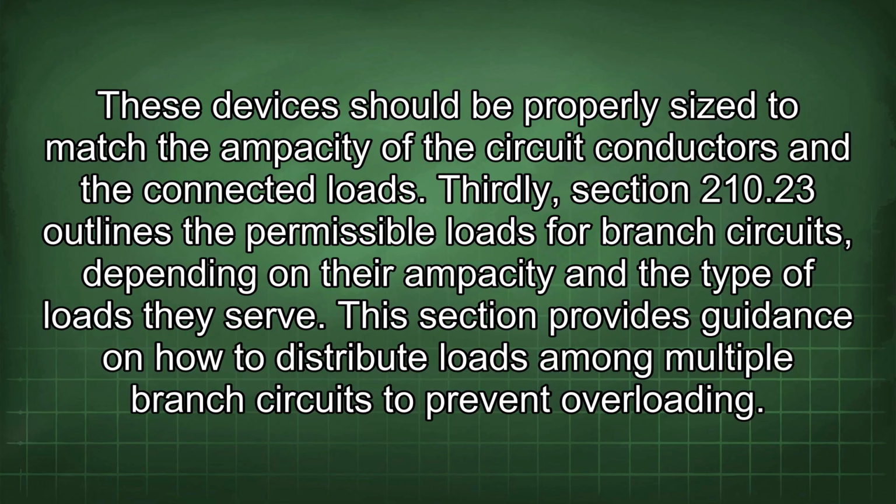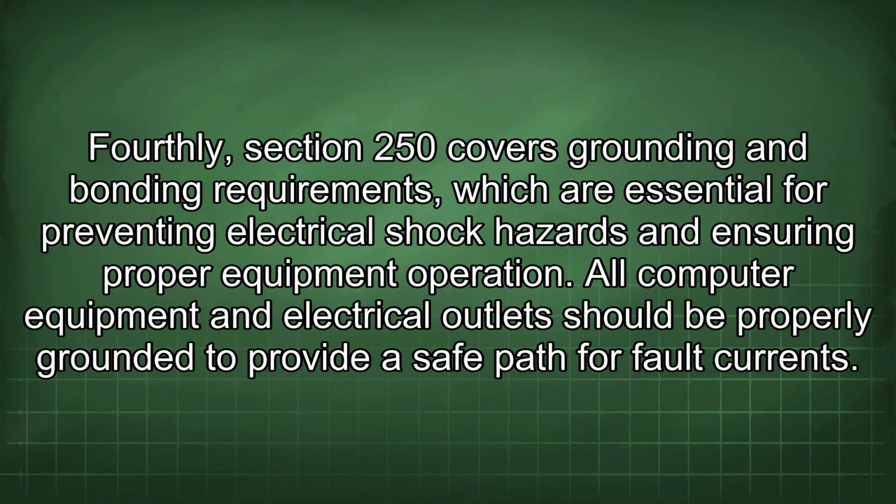Thirdly, Section 210.23 outlines the permissible loads for branch circuits, depending on their ampacity and the type of loads they serve. This section provides guidance on how to distribute loads among multiple branch circuits to prevent overloading. Fourthly, Section 250 covers grounding and bonding requirements, which are essential for preventing electrical shock hazards and ensuring proper equipment operation. All computer equipment and electrical outlets should be properly grounded to provide a safe path for fault currents.